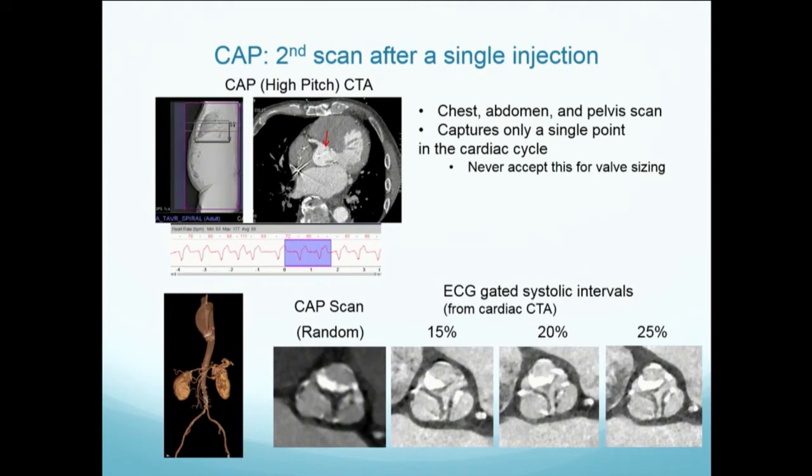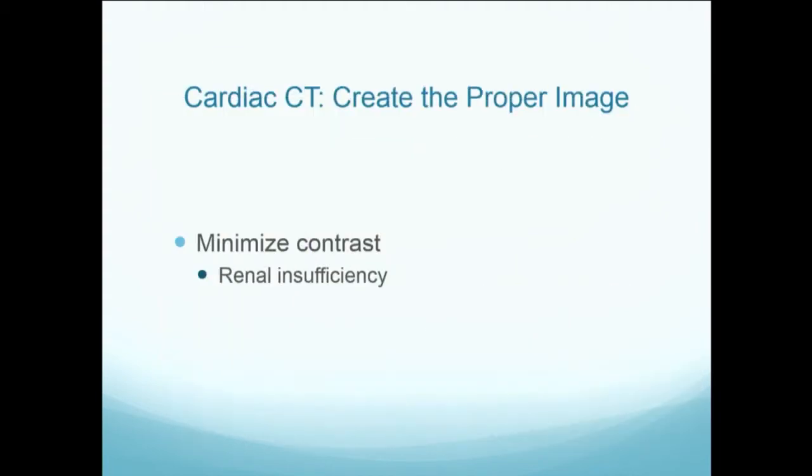Now, there's a second scan in this where you do the heart and then you do the chest, abdomen, and pelvis. When you do this, you may randomly get a systolic image. But that's not good enough because we need multiple data sets in systole. And on the bottom, you see that you have a diastolic image randomly captured, but the actual annular size is significantly larger.